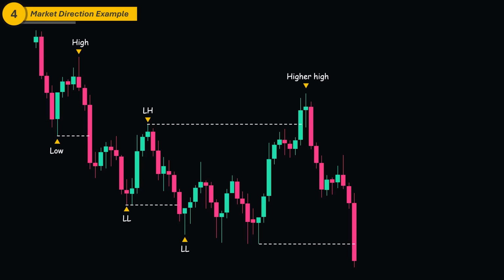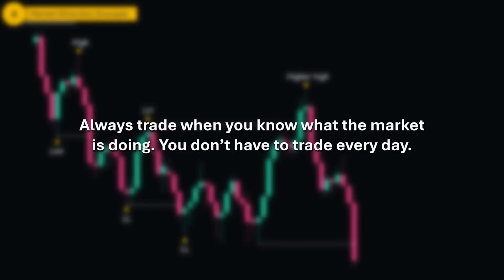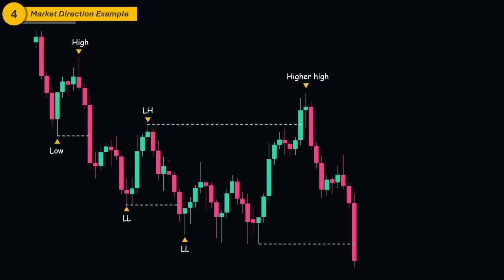Now we have a confusion. The market is breaking both up and down structures. This means there's no clear direction. When this happens, we need to wait and see which side takes control, supply or demand. Then we can look for clear impulses and corrections again. Here's another key point. Always trade when you know what the market is doing. You don't have to trade every day. Waiting for high-quality trades is a skill you must develop if you want to be consistent.